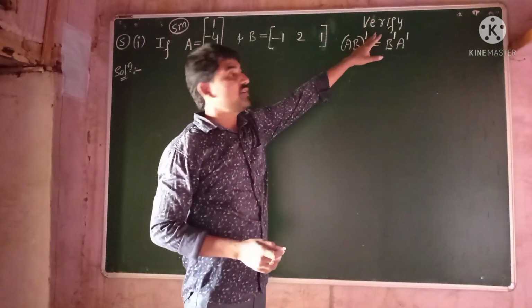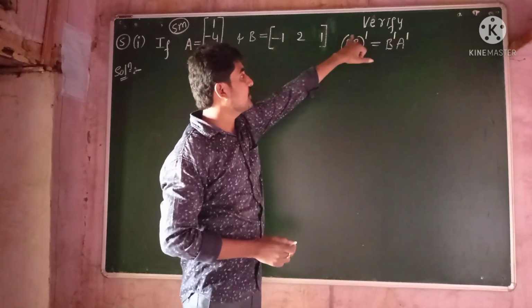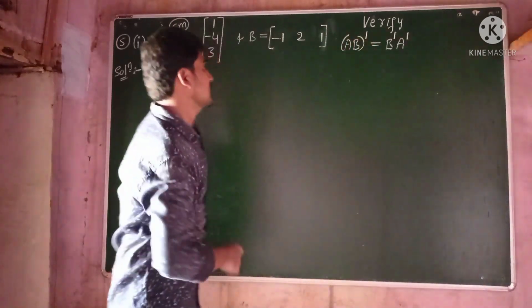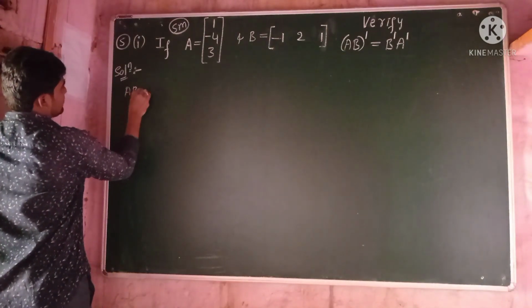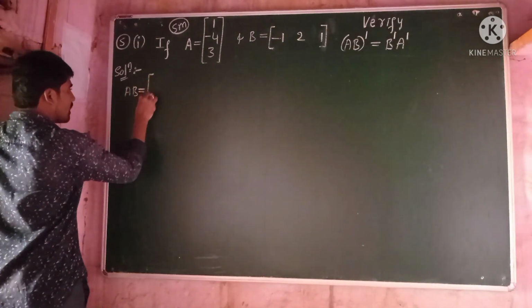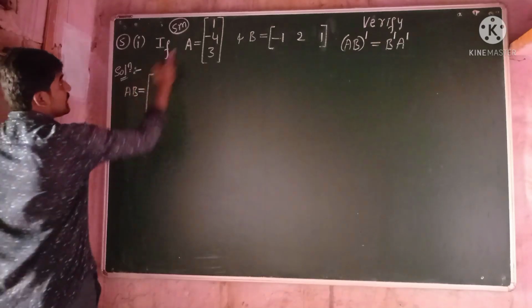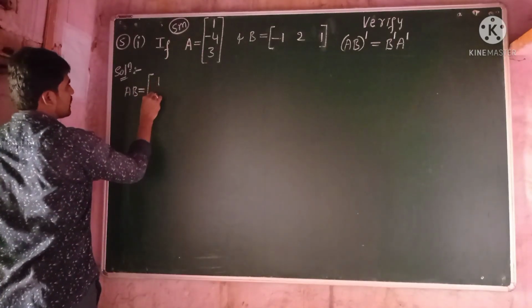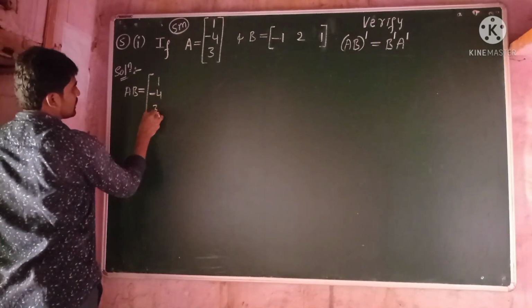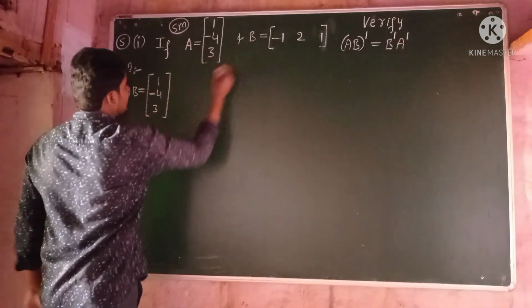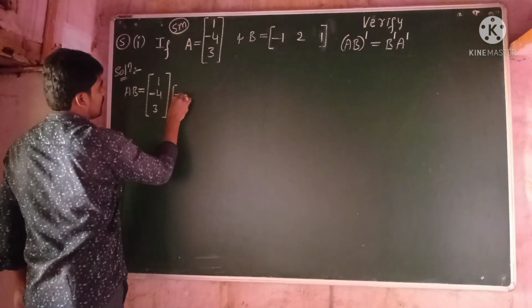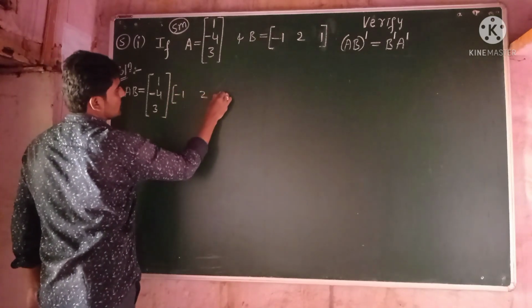To verify this equation, first we need to find the matrix AB. So let's start the solution. Matrix AB is equal to matrix A, given by 1, -4, 3, into matrix B, given by -1, 2, 1.